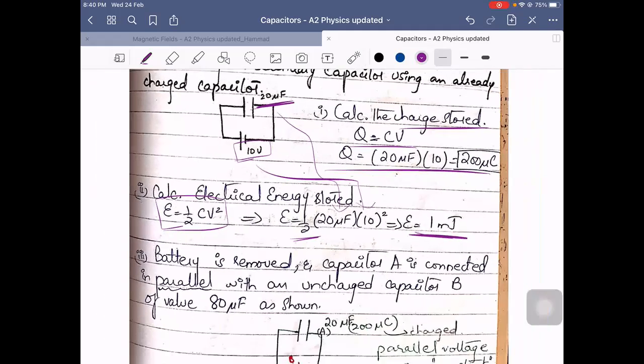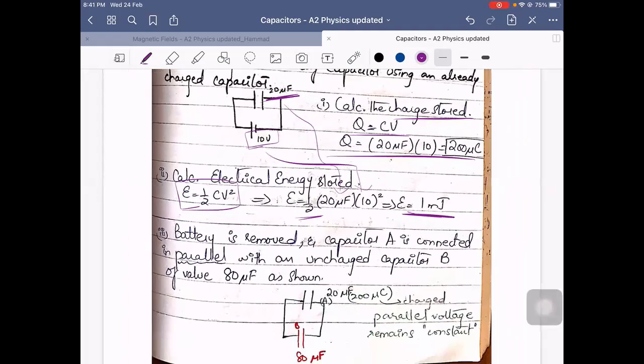Now the battery is removed and capacitor A is connected in parallel with an uncharged capacitor B of value 80 microfarads as shown.